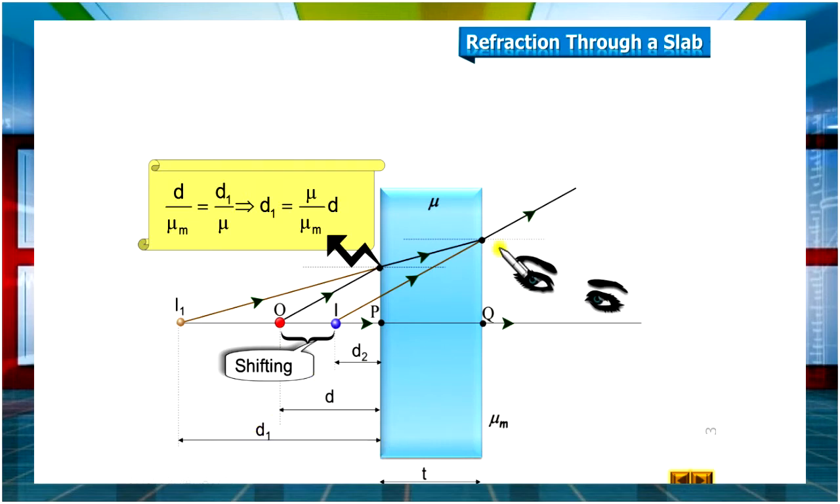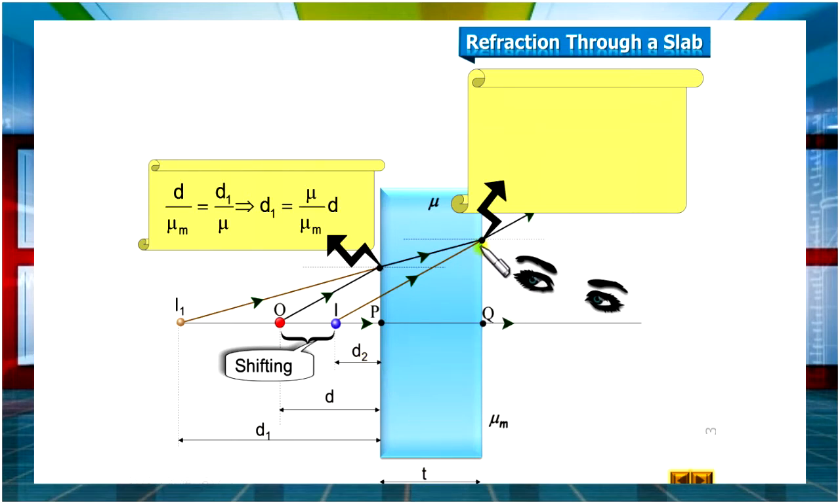That is d1, right? Now move to the second surface. Again, we can observe the ray starts traveling from this medium. So the first medium is mu at this refraction, and the second medium is mu m. The distance of the object from this surface is t plus d1, and the medium is mu. And the final image, you can observe, is d2 and t, so the distance of the final image from this surface is t plus d2.